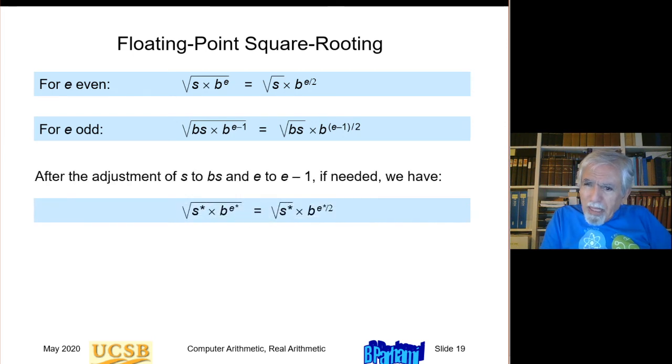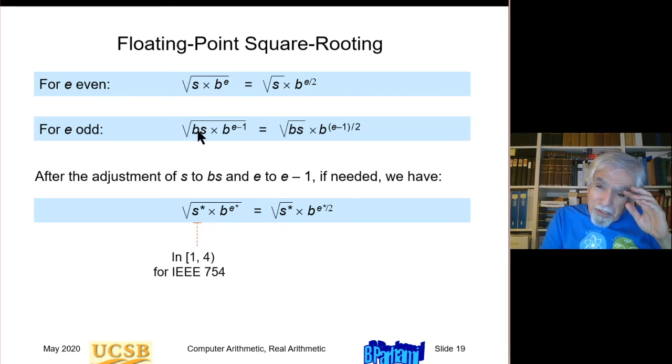Okay, and therefore this S star, the number for which we need to extract the square root, is in the range 1 to 4. If you don't double it, in this case, it's in the range 1 to 2. If you double it, it's in the range 2 to 4. Therefore, we have to be prepared to extract the square root of a number in the range 1 to 4.